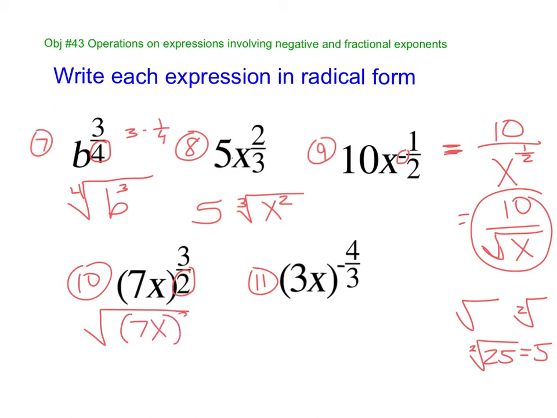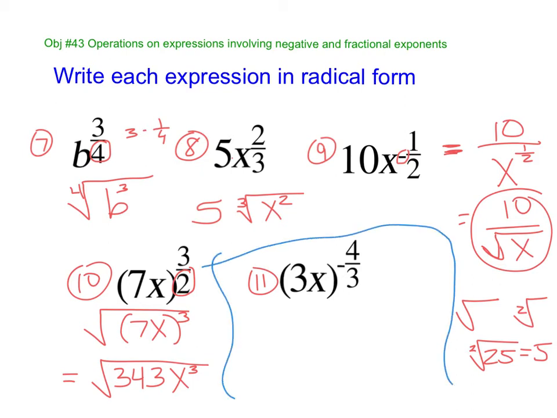7x to the third. Notice the parentheses. So I'm going to simplify that. What's 7 to the third? 343 x to the third. That's it. All right, last one. I don't know why, but I always switch colors for the last problem.